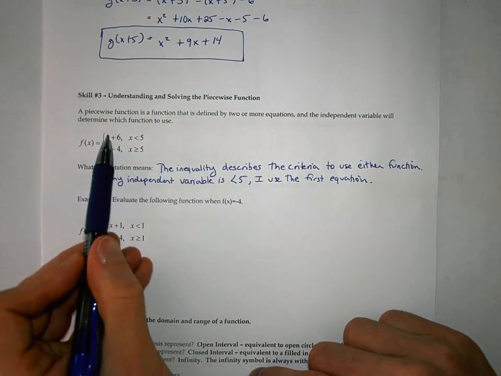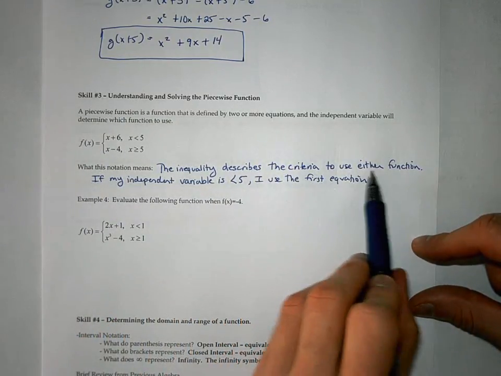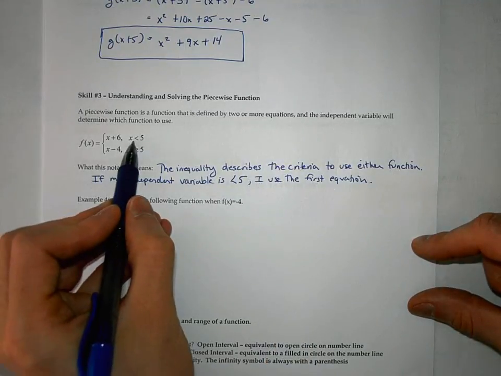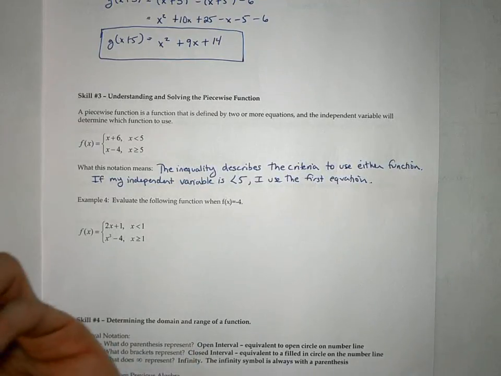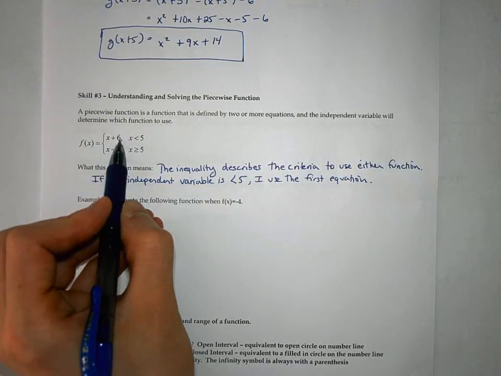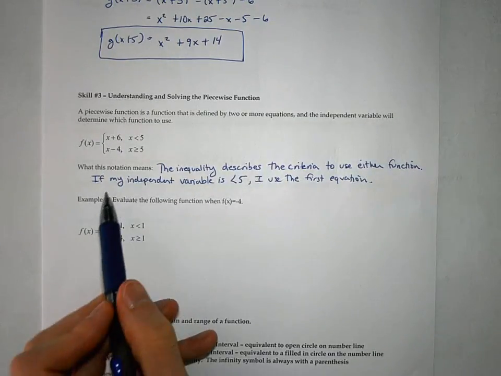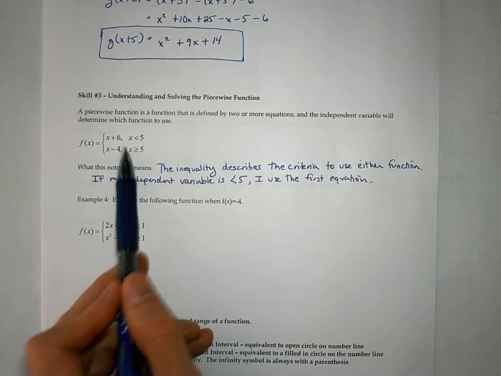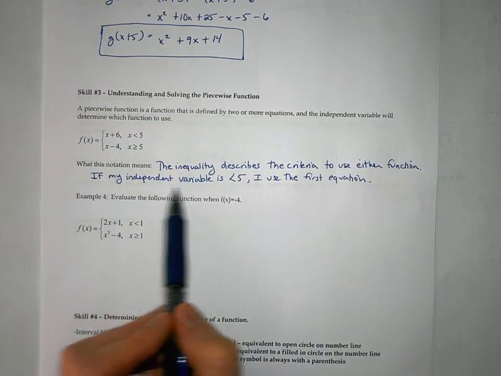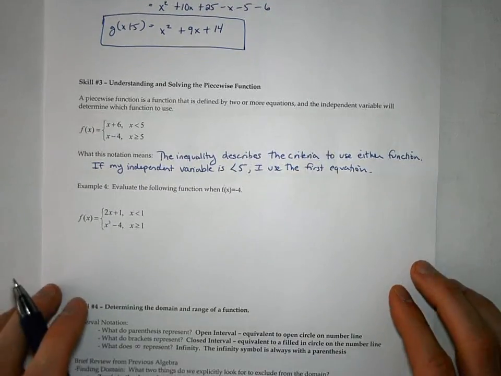So what this notation means with this bracket over here is that the inequality describes the criteria to use for either function. So here I see x is less than 5. If I come up with a number that's less than 5, say -3, I'm going to use the equation x plus 6, which is the one that's coupled with that x is less than 5. However, if I have a number that is greater than or equal to 5, I'm going to use x minus 4. So here, if my independent variable is less than 5, I use the first equation. If it's greater than or equal to 5, I'm going to use the second equation.